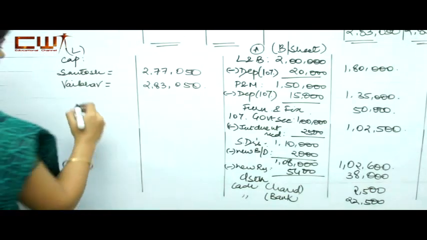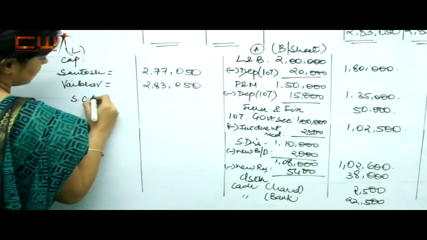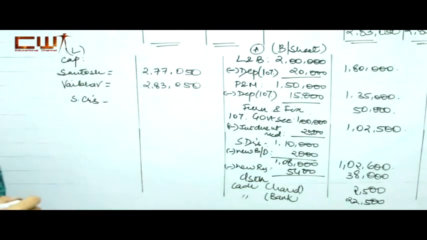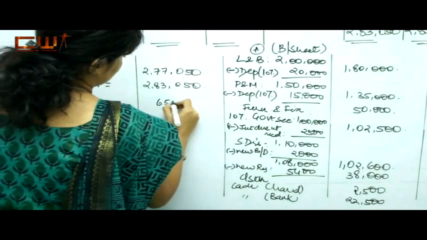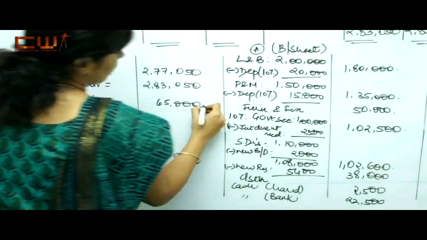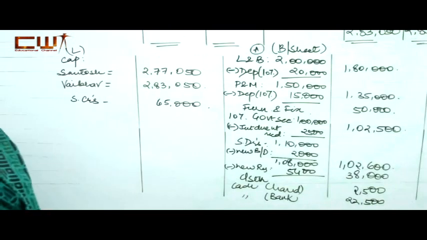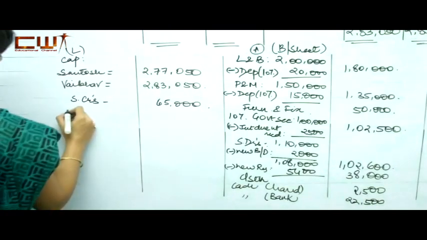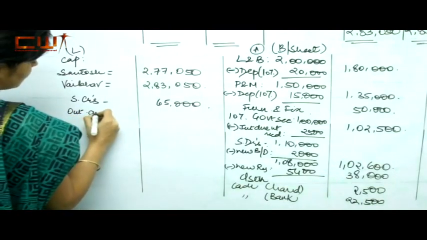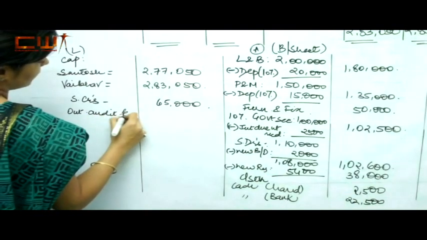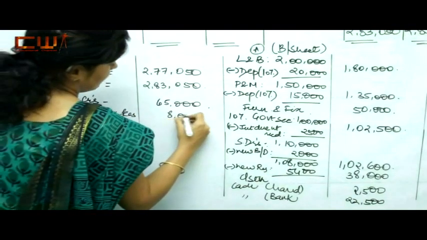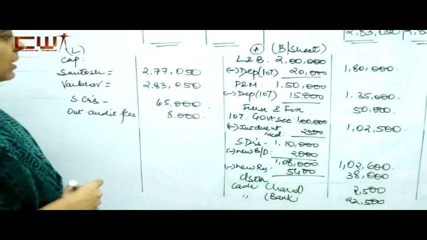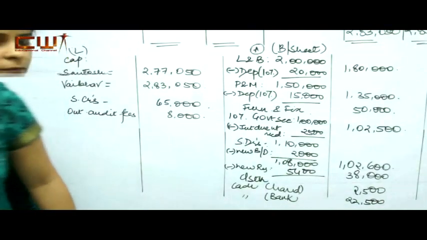Next you take the sundry creditors. Sundry creditors are given how much? 65,000. Right? What is the last thing given to you as outstanding audit fee? 8,000. Outstanding audit fee is given to you as 8,000. That's an adjustment, right? Total of the two columns.